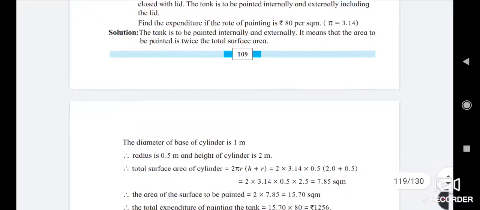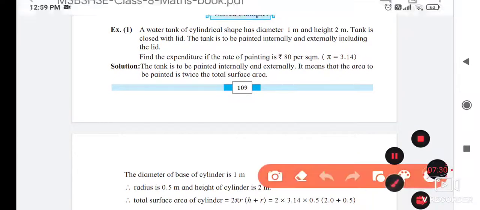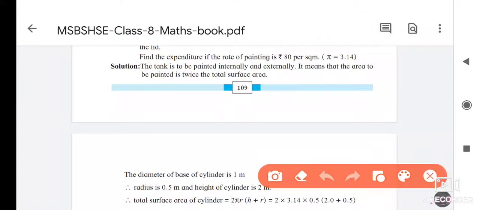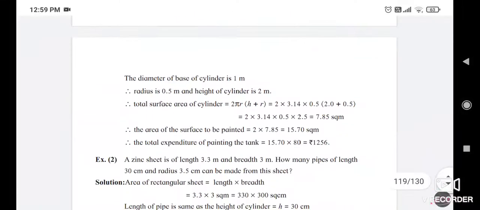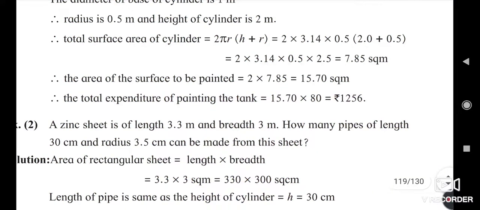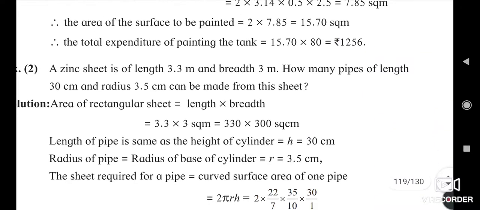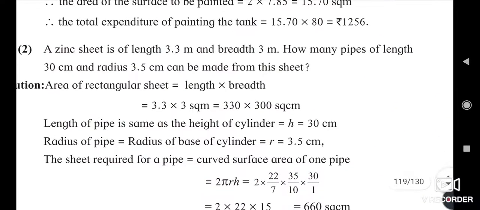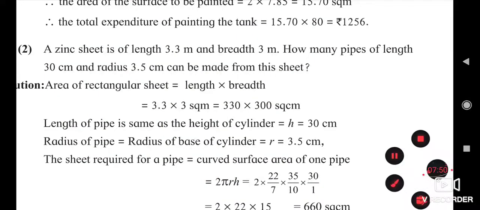Okay, so here we find the surface area, taking both the inner and outer sides into account. That's why we multiplied it here with 2 and then with 80. The rate of painting is 80 per square meter, and that we have to multiply with the total surface area of the inner and outer sides. We will get the answer.